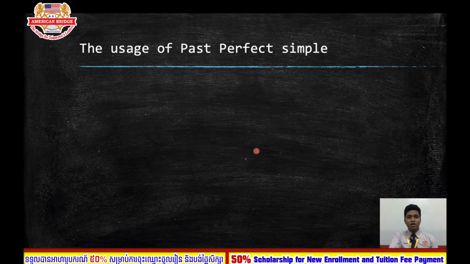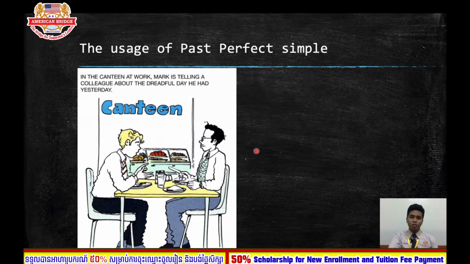So first, let's talk about the past perfect simple. To talk about the past perfect simple, we need a situation here. So look at the situation. There are two people in the canteen. They are at work. Martin is telling a colleague about the dreadful day he had yesterday. So the man will talk about his dreadful day from yesterday. This activity or action happened yesterday. So let's look at what he is saying.